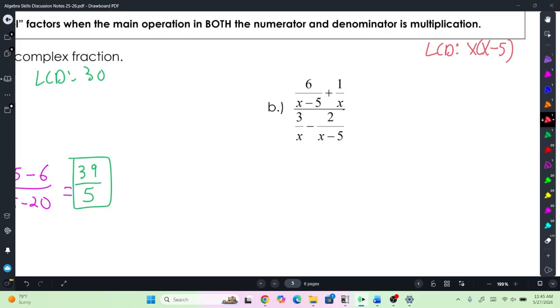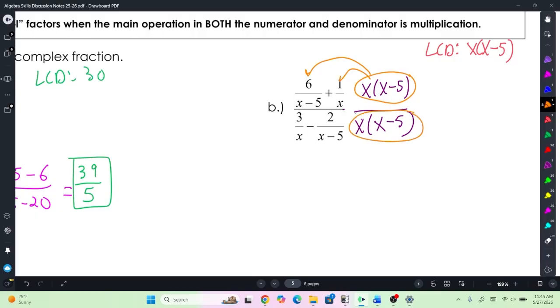So we're going to multiply each small fraction by this. So now this whole thing is getting distributed to each of the numerators.